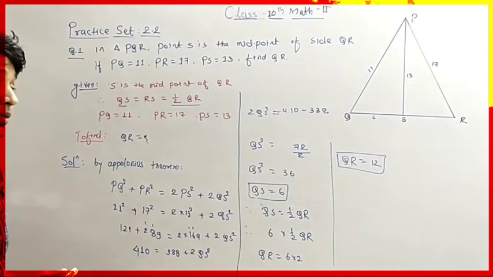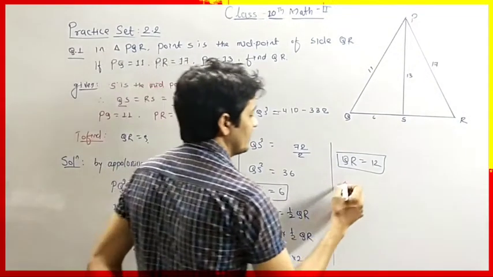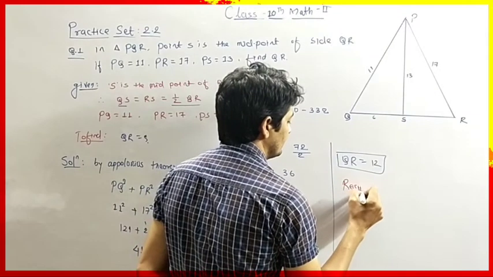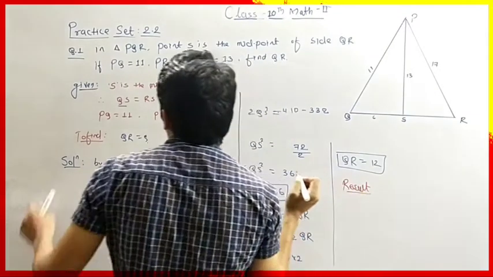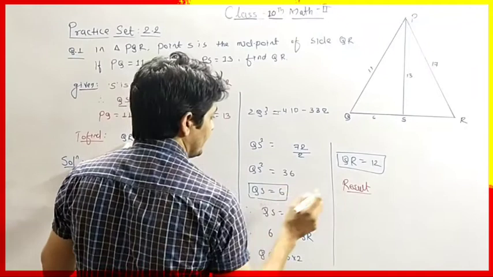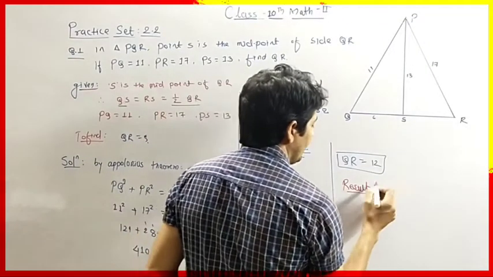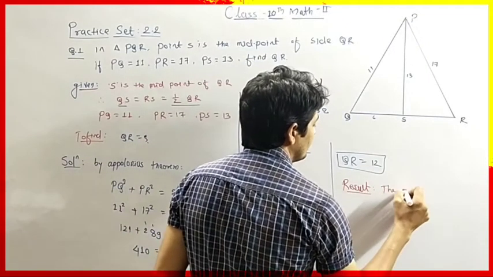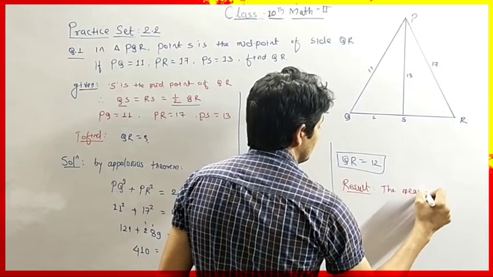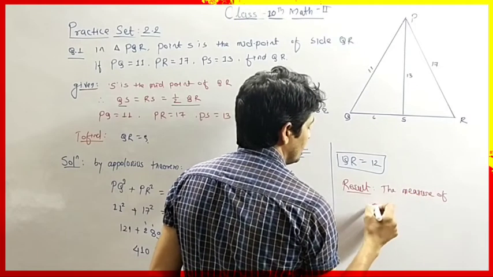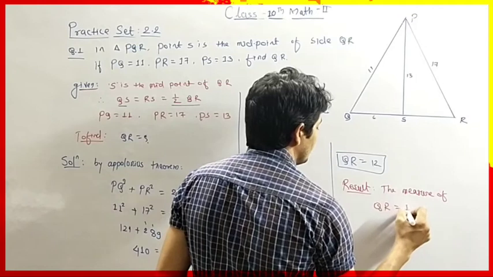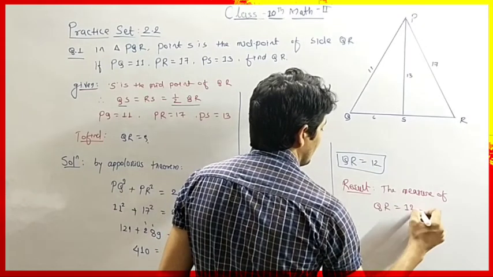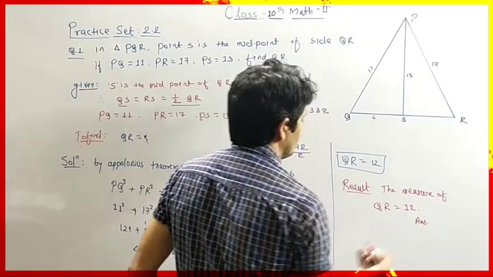So we have to write the result now. So result. We had to find QR, QR we got, that's why we are writing result. The measure of QR is 12. Okay, and it is our answer.